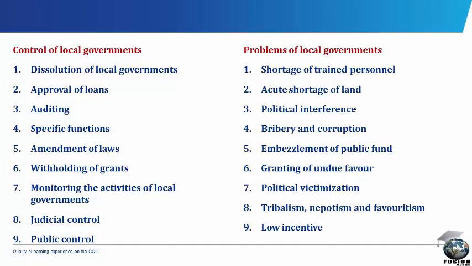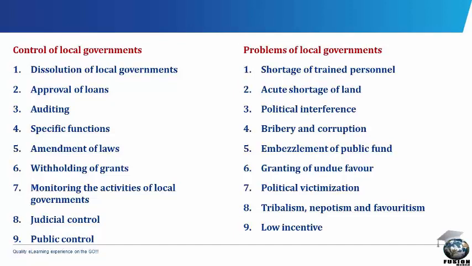Problems of local governments. Number 1, shortage of trained personnel. Acute shortage of trained and experienced personnel affect the efficiency of local government. Number 2, most local governments do not have enough funds with which to operate. They have enormous responsibilities before them, but they lack the fund. So acute shortage of fund is also a problem of local government.